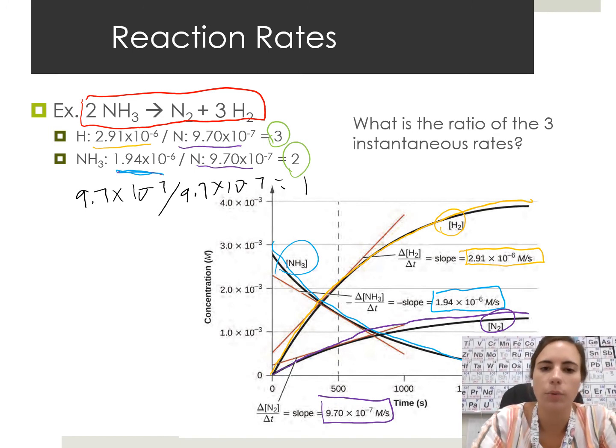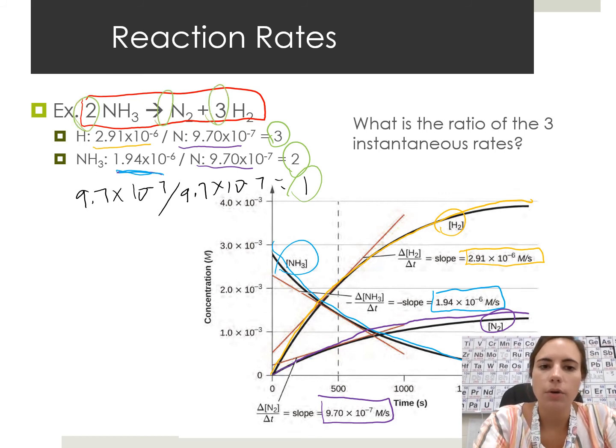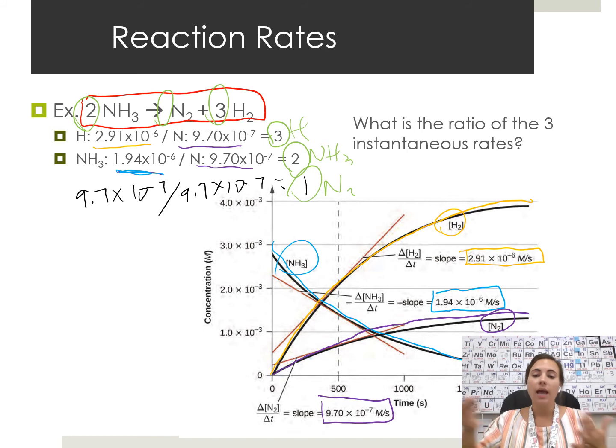So think of this like when we were doing the empirical formulas. We're dividing by the smallest rate. All right, and so what that told me is my coefficients. So 3 hydrogens, 2 ammonia, and 1 nitrogen. So my coefficients tell me how my rate of reaction of formation of product or disappearance of reactant are related to each other. So the coefficients relate the rates to one another.